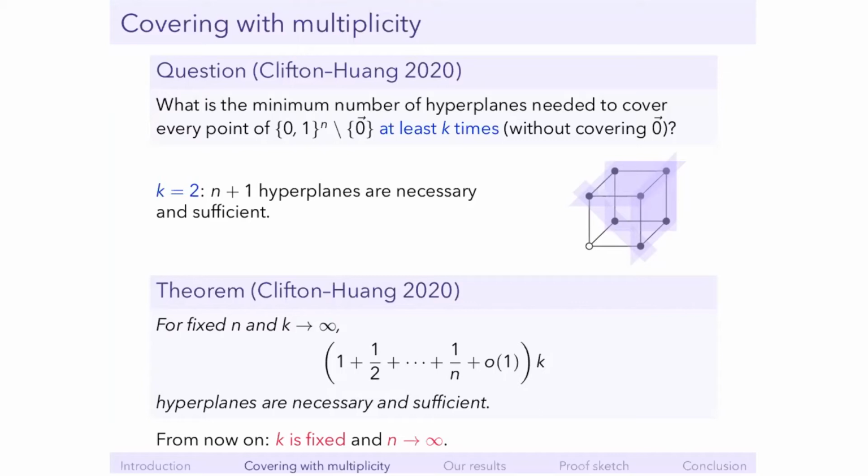Okay, so from now on, we'll be looking at the other regime where the dimension is large and the multiplicity is fixed. This is also the regime that's more natural if you're trying to generalize the Alon-Füredi result, because there it was the case of large dimension with multiplicity fixed at 1. So from now on, I'm going to think of k as fixed, and when needed, I'll assume that n is sufficiently large.